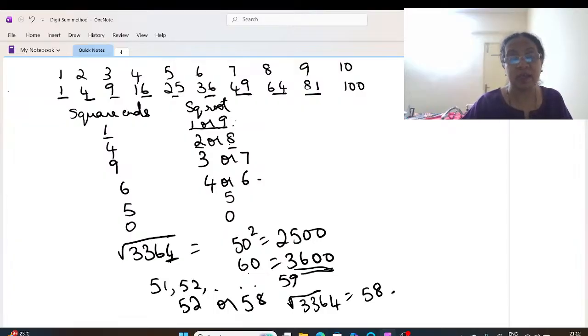So you have seen yet another trick, and a very easy trick to find the square root of even 4-digit numbers without using a calculator or without doing prime factorization. This method is only suitable for perfect squares and not for numbers which are not perfect squares.